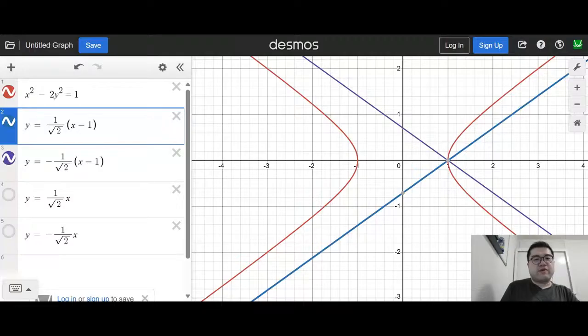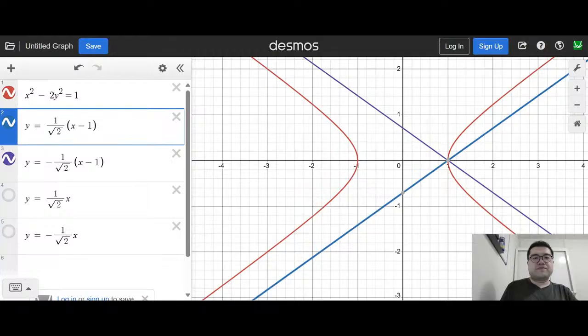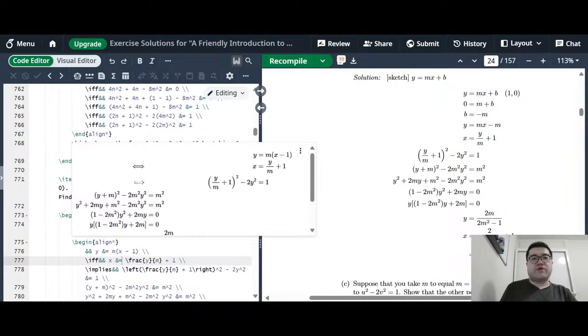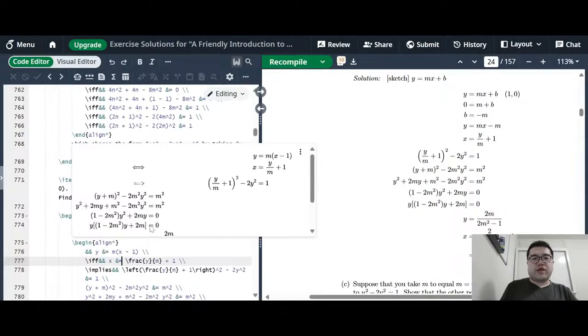Now in the third line, we have to use implies. Once again, that's because it's not following from the second line alone, but it's a combination of the second line, the explicit form of x in terms of y, and the curve that we have, x squared minus 2y squared equals 1. What we did is replace the x in this curve equation by y over m plus 1.